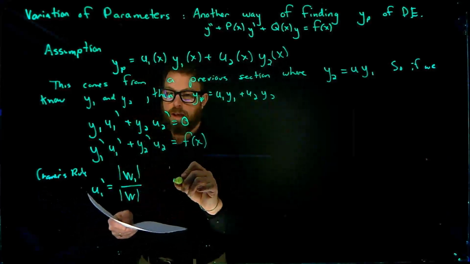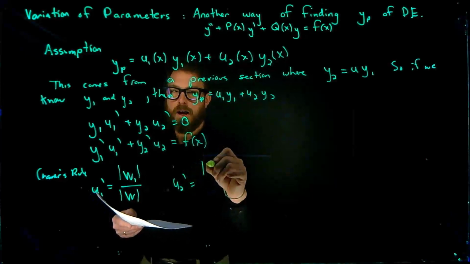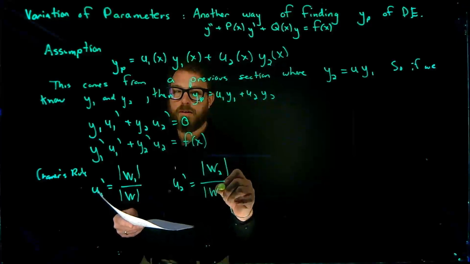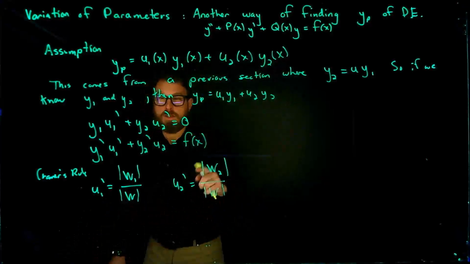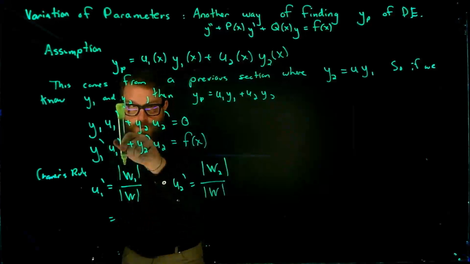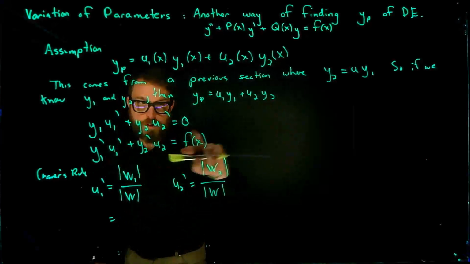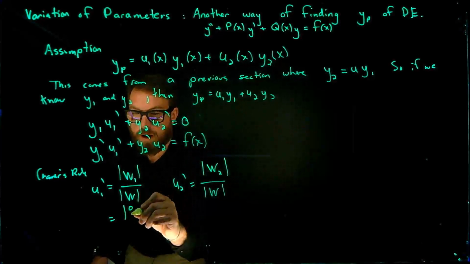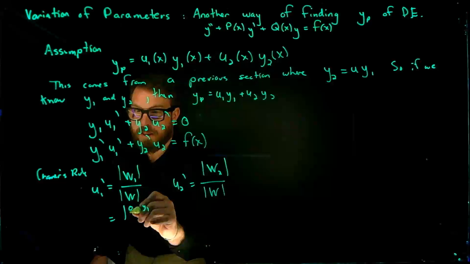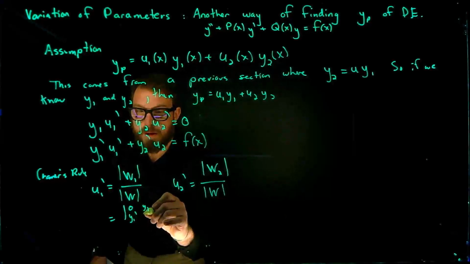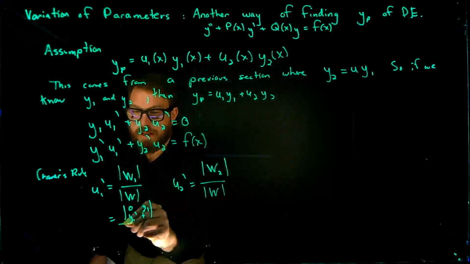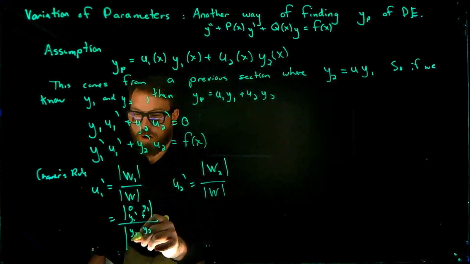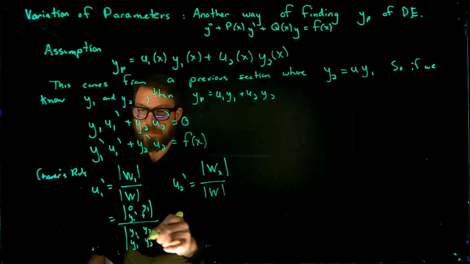And then very similar, we're going to have u2 prime is going to be w2 all over the determinant of w. Now, what's going to happen for your w1, since I'm solving for this first column, these are going to be your coefficients, but these will go in that location, so it's going to be the determinant of 0, y1, and then this is going to be y1 prime, and then f. And then down here is going to be the coefficient matrix, so y1, y2, y1 prime, y2 prime.